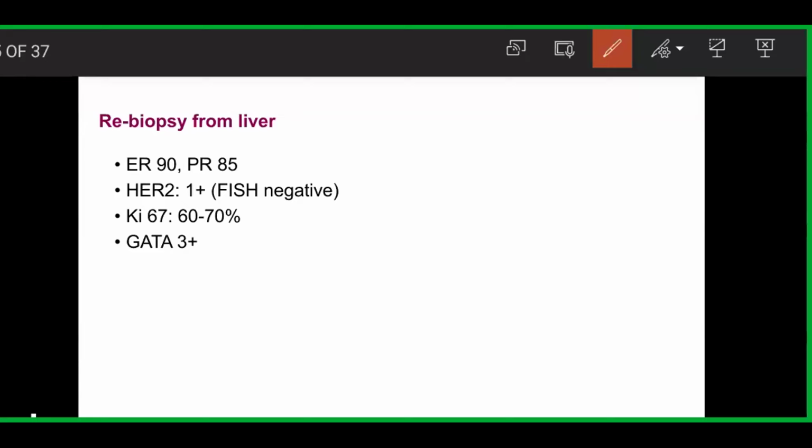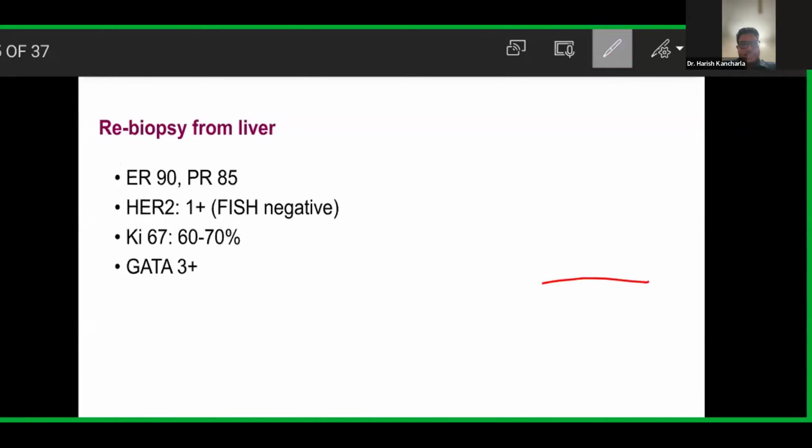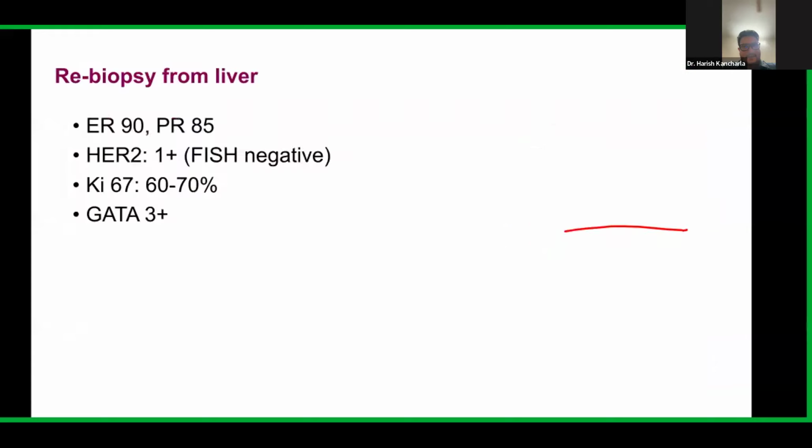So let me ask Dr. Harish. Yeah, hello sir. Always I try to do the rebiopsy whenever someone is lost to follow-up and comes back with aggressive disease, especially hormone positive.